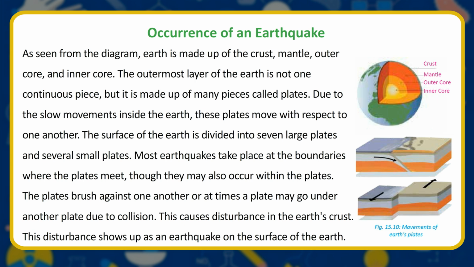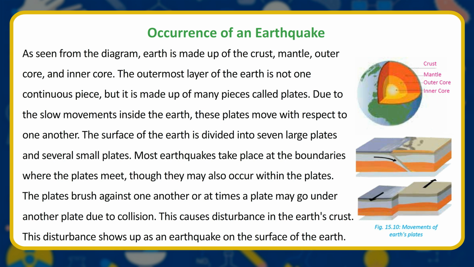As seen from the diagram, Earth is made up of the crust, mantle, outer core, and inner core. The outermost layer of the earth is not one continuous piece, but it is made up of many pieces called plates. Due to the slow movements inside the earth, these plates move with respect to one another.